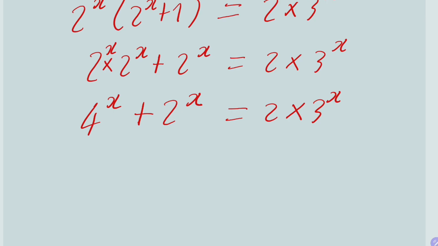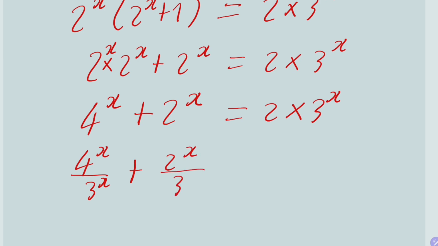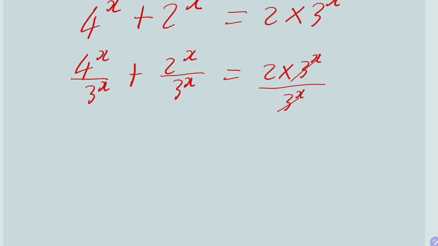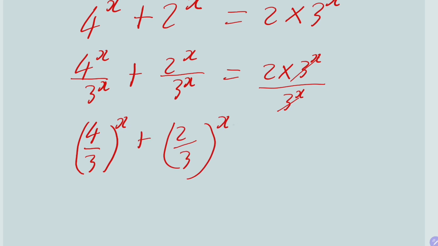So looking at it now, we're going to divide each term by 3 to the power x, which gives us 4 to the power x divided by 3 to the power x, plus 2 to the power x divided by 3 to the power x, is equal to 2 times 3 to the power x divided by 3 to the power x. This will cancel, which is simply giving us (4 divided by 3) to the power x, plus (2 divided by 3) to the power x, should be equal to 2.